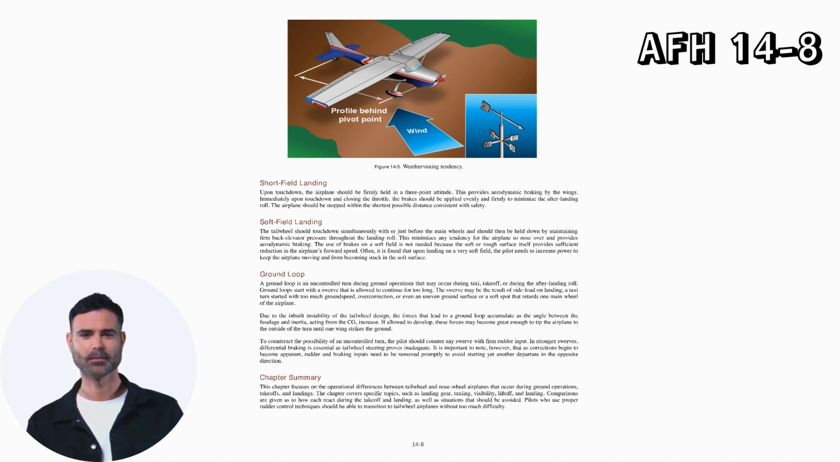Chapter Summary. This chapter focuses on the operational differences between tailwheel and nosewheel airplanes that occur during ground operations, takeoffs, and landings. The chapter covers specific topics such as landing gear, taxiing, visibility, liftoff, and landing. Comparisons are given as to how each reacts during the takeoff and landing, as well as situations that should be avoided. Pilots who use proper rudder control techniques should be able to transition to tailwheel airplanes without too much difficulty.